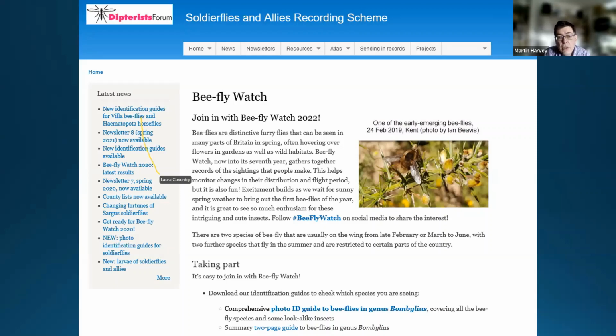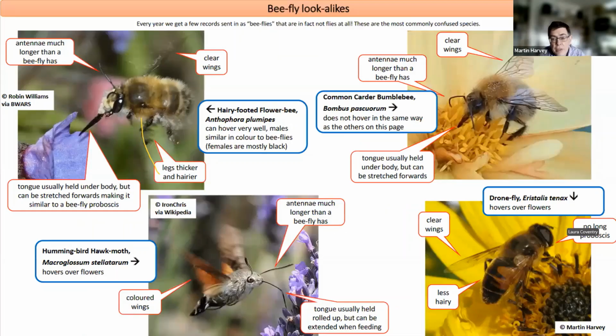The identification guide covers the 4 Bombylius species. One of the things it includes is a page on some of the things that occasionally get confused with bee flies. And as we've seen, they are quite distinctive insects, but it is still possible to get confused with other things. Probably the most frequent confusion species is the one at the top left here, the hairy-footed flower bee, Anthophora plumipes, which is a solitary bee, but it's one that hovers in front of flowers really well and can look quite similar to a bee fly when it does that.